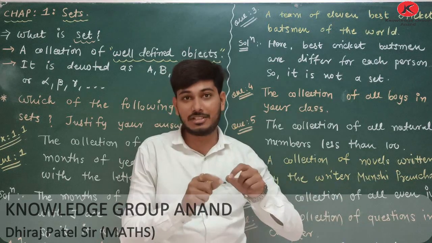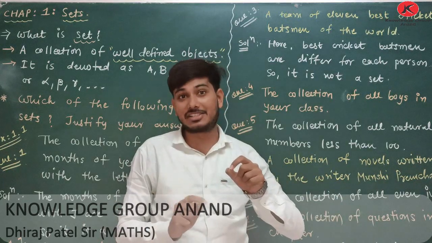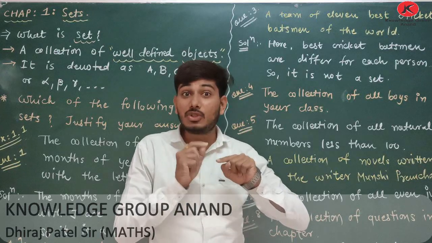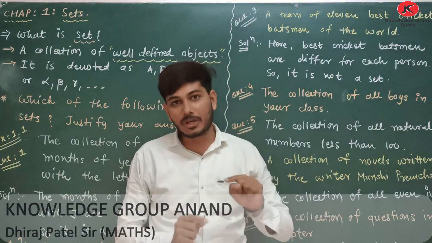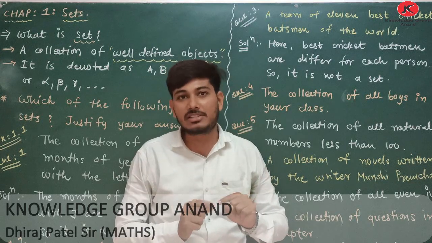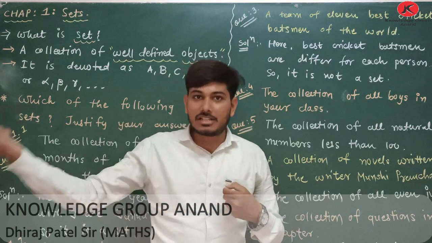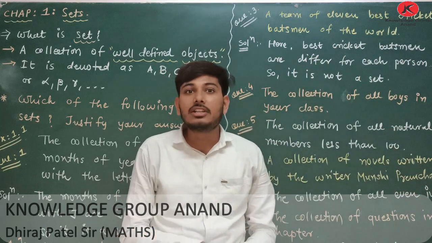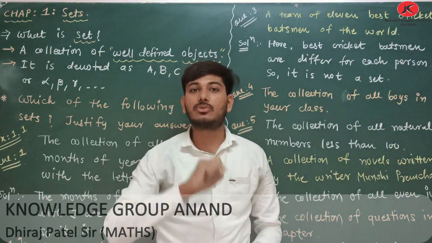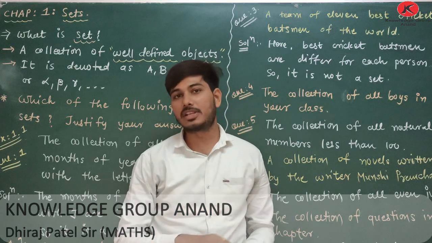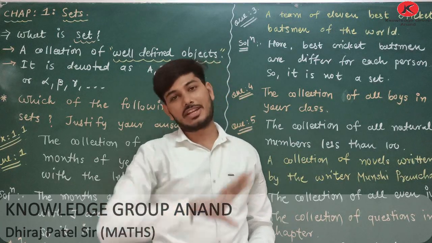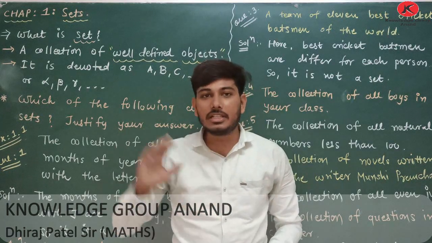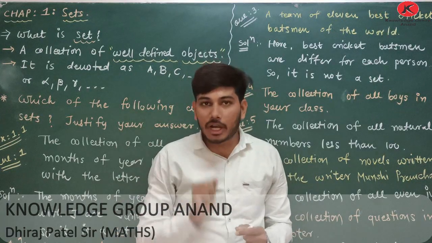Now see here, in best cricketers, the word best is not well defined. The definition of best according to me differs, and according to other people it also differs. Therefore it is not a well-defined collection of objects, therefore it is not a set. Clear? Now we are going to exercise 1.1.